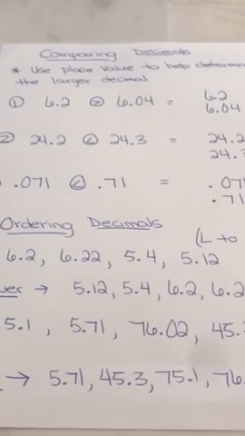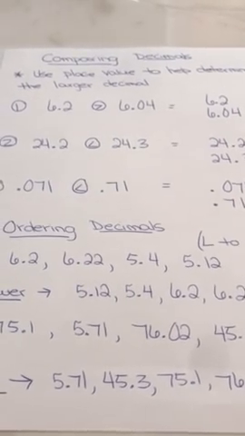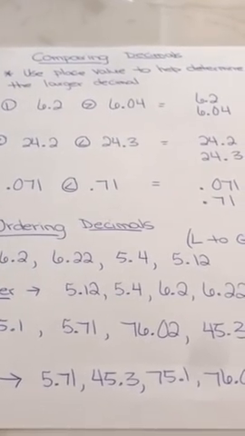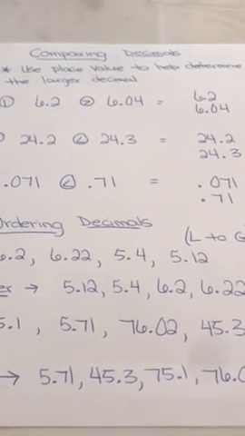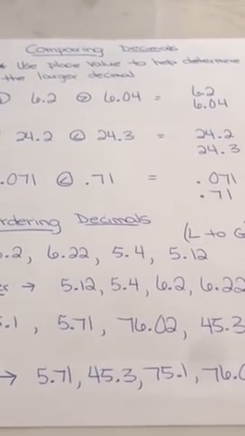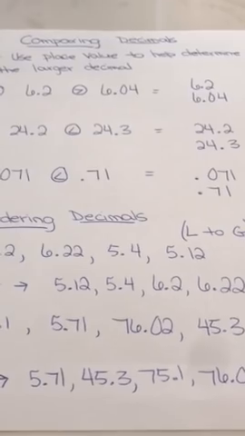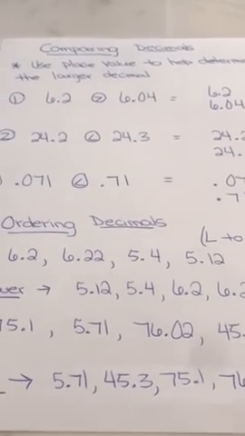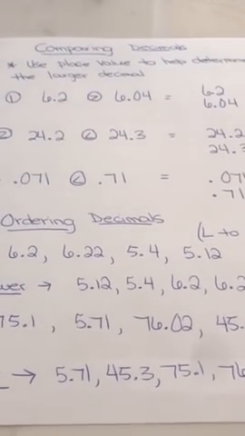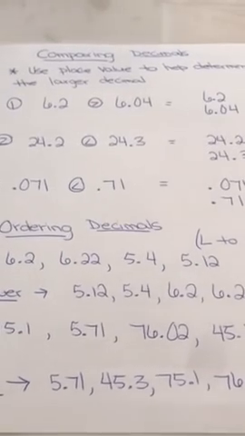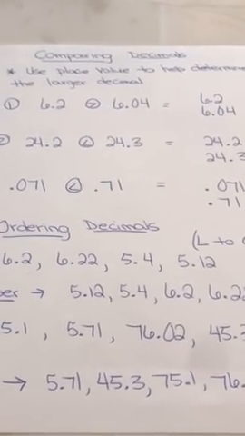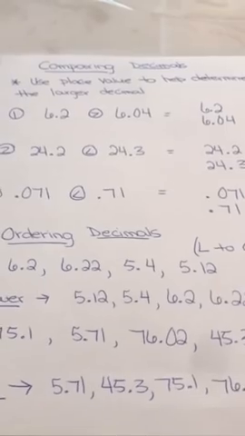We compared fractions. We compared fractions by using equivalent fractions. We compared fractions by using benchmark fractions. We used number lines. We ordered fractions. We're going to do the same thing with decimals, all right? The key to comparing decimals is to use your place value to help you determine the larger decimal.